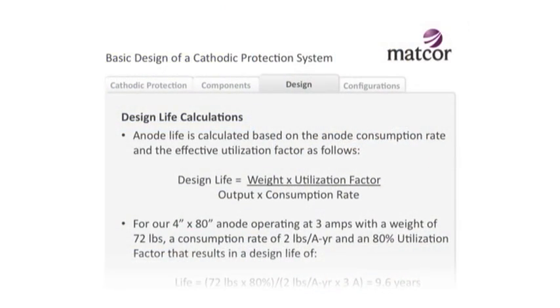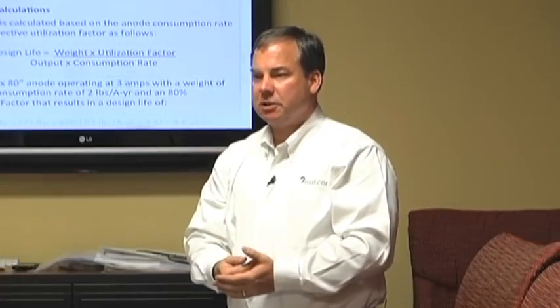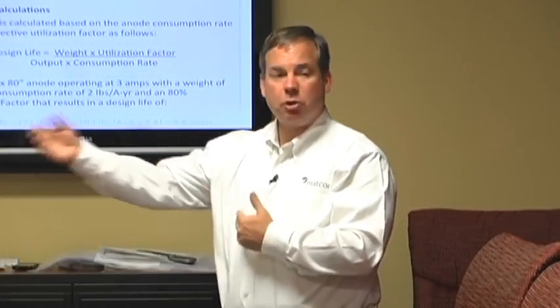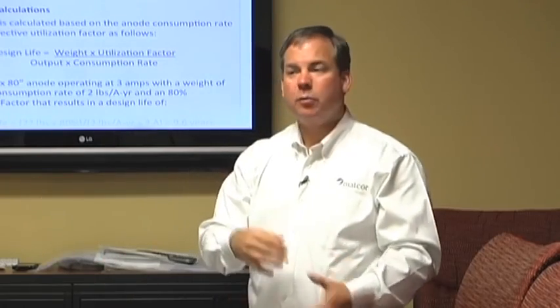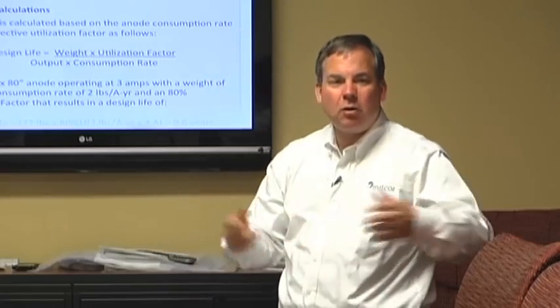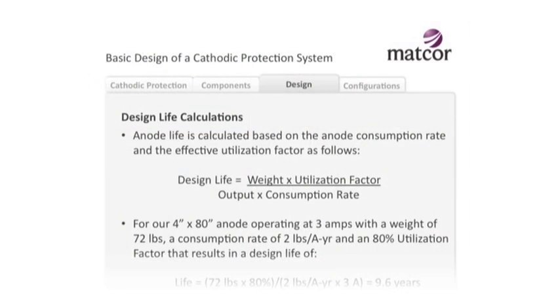Okay? Design life calculations. I mentioned the hot water heater and the 5-year warranty and 10-year warranties, and they can calculate how long the anode's going to last. That's part of what we do when we design a CP system. We say we're going to need so much current. We design it for so much current. We know the consumption rate of the anode. We can come up with a design life calculation. We can calculate pretty much how long that anode is going to last if it's operated at the conditions we expect it to be operated at.